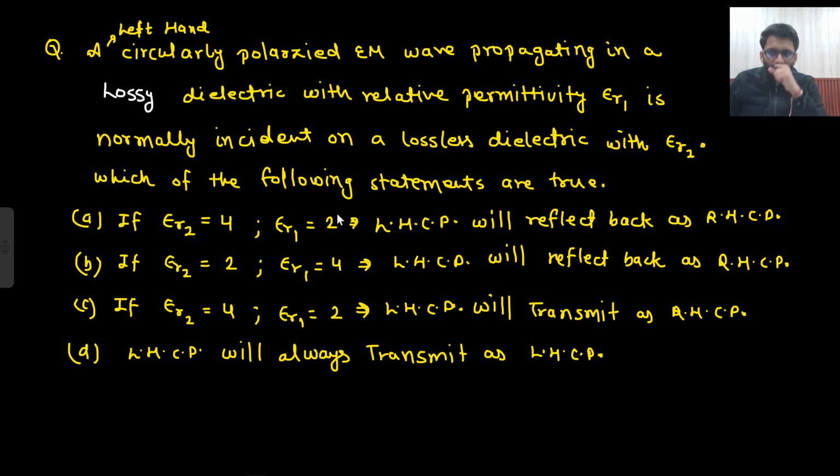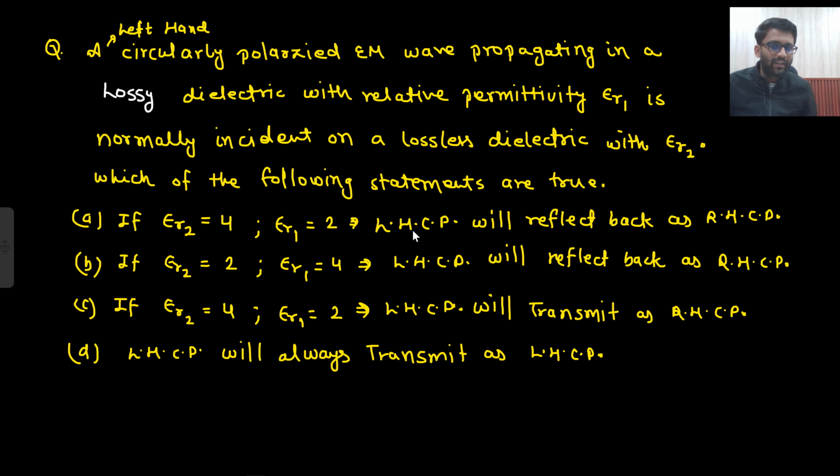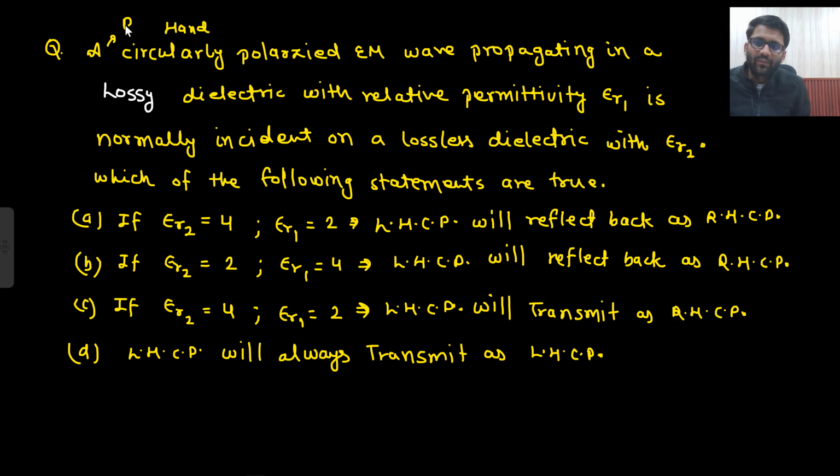So can you answer this question? Here these epsilon values are given just to confuse you. You just need to know that left hand circularly polarized will give you right hand circularly polarized. Now let's make it right hand here, otherwise people will think that this is only applicable from left to right, but no, the opposite is also true. So let's make it right.